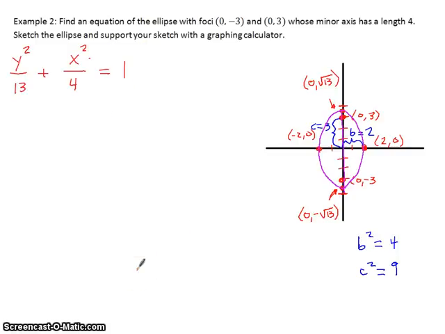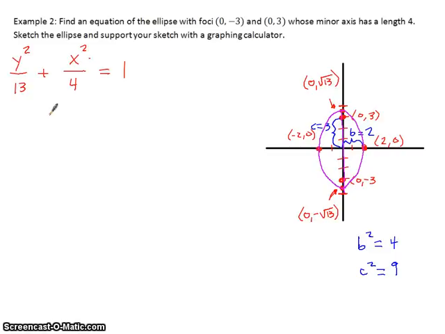We also need to come up with the equation of the ellipse, which I have shown here. Y squared is over the A squared value because the y-axis is the major axis, and the x squared is over the B squared value because the minor axis is the x-axis. So that's the equation of our ellipse.